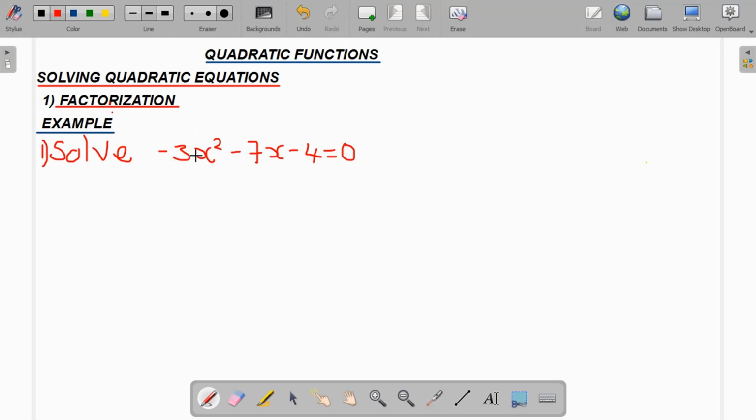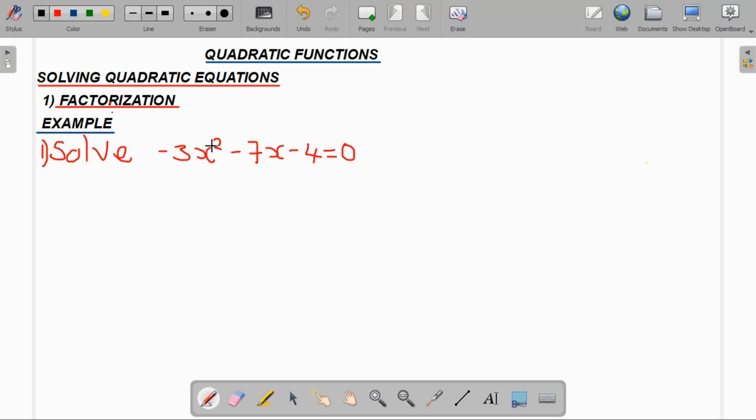They have said solve this quadratic function, which is negative 3x squared minus 7x minus 4 equals 0. That's the quadratic function that we have been given. You notice that in this function we have three terms: the first term, the second term, and the last term, which is a constant. We have negative 3x squared, which is our first term, negative 7x, which is our second term, and negative 4, which is our third term.